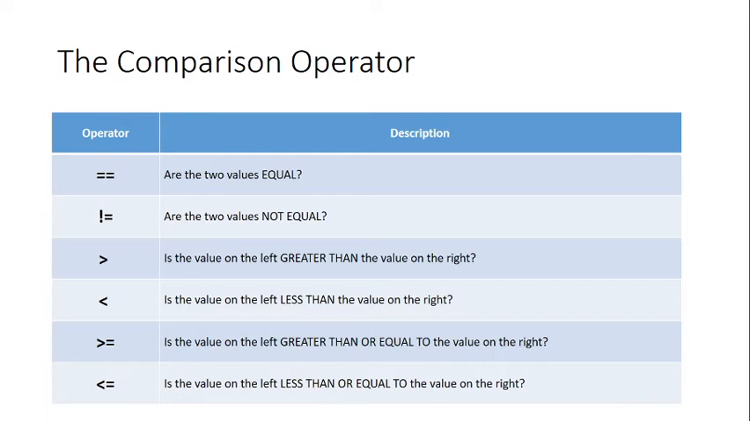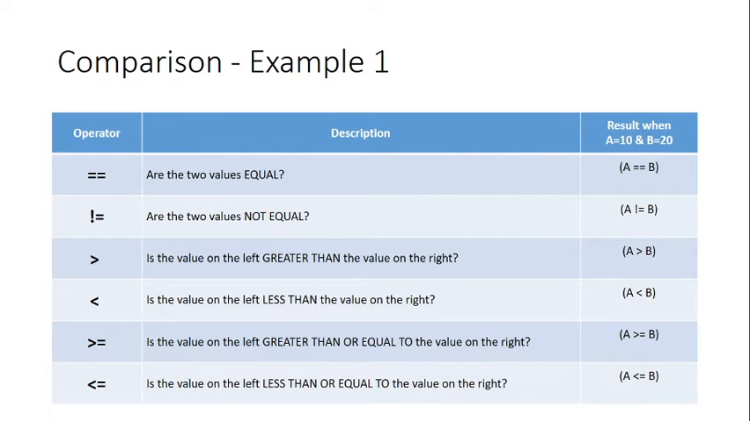The exclamation mark equals is not equal to, so if there are different values. I'll run through some examples in a sec. Then we have greater than, less than, greater than or equal to, and less than or equal to. Here we can see a bunch of examples with A equal to 10, B equal to 20. You can go through each of these, and I'll pop them up on the screen in a second, and resolve whether they are true or false. Pause the video here if you need to, work them out, and we'll come back to it. Giving you enough time to do that, moving on.